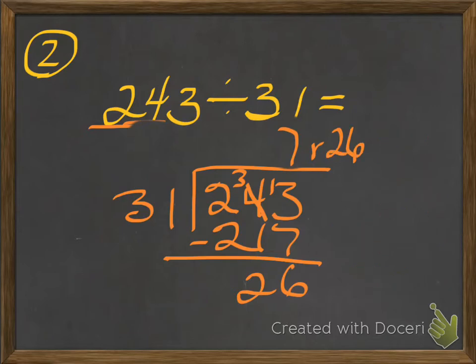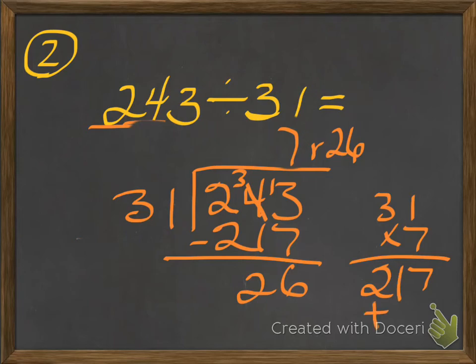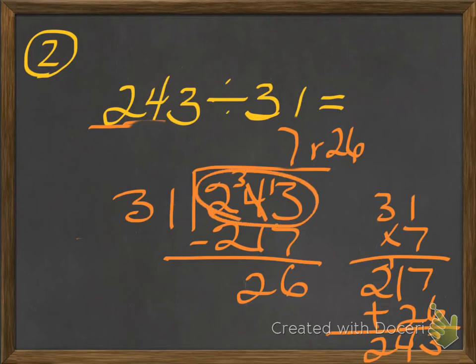I'm going to double check that and make sure that I'm right. So 31 times 7, oops, I guess I didn't need to erase that. 7 times 1 is 7, 7 times 3 is 21. And then I'm going to add on that 26. 7 plus 6 is 13. And then 1 plus 1 is 2, plus 2 more is 4, and then 2 plus nothing is 2. 243, that's the same number I started with as my dividend. So my answer is 7 with a remainder of 26.